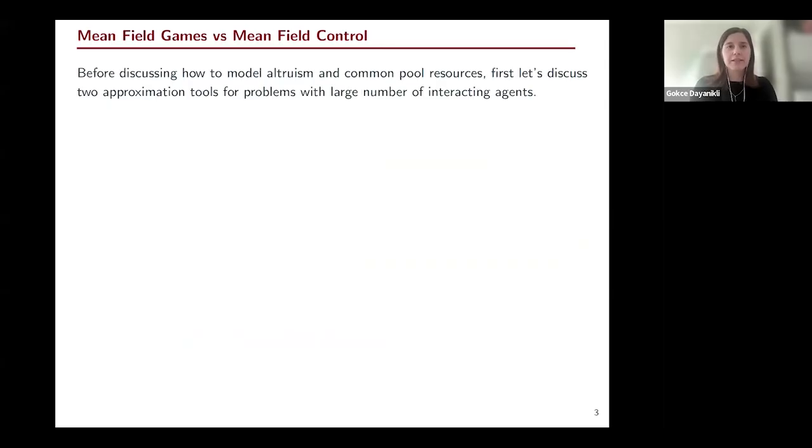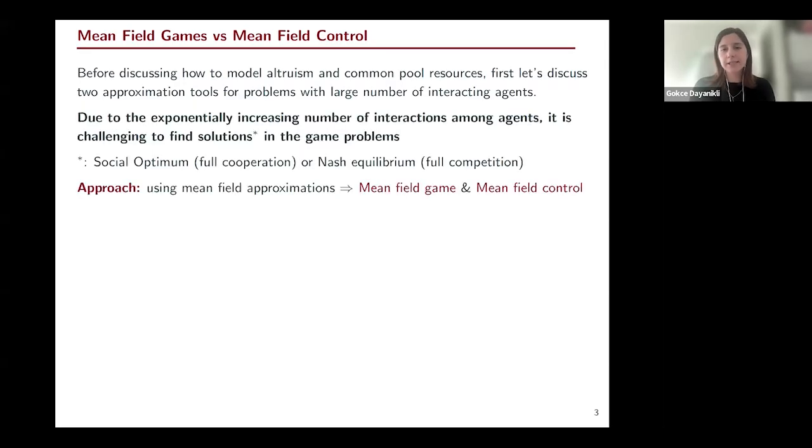So before going into the detail, I'm going to be talking about mathematical frameworks such as mean field games and mean field control and the combination of them. So maybe we can talk a little bit about these two problems. So what happens in that? In large population games, due to the increasing number of interactions, it is pretty challenging to find the solutions. Here I put solutions because, for example, if we are looking at mean field games, we are looking at a fully competitive setting or fully non-cooperative setting. And in this setting, we generally look for the Nash equilibrium.